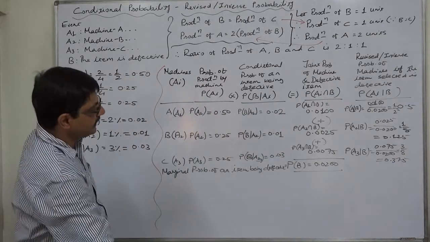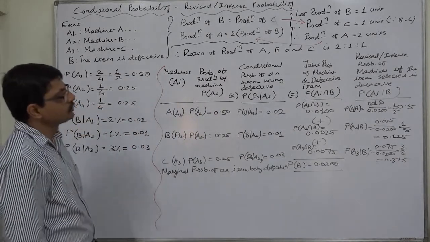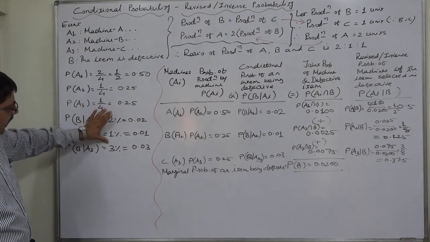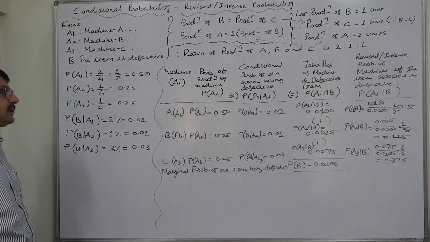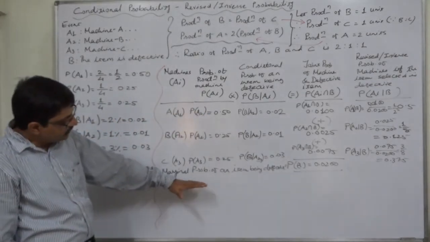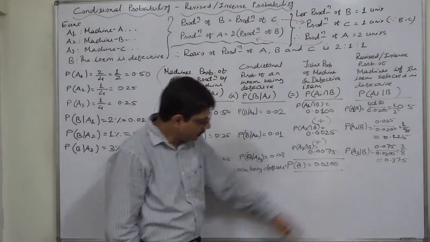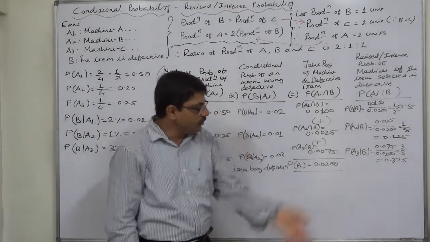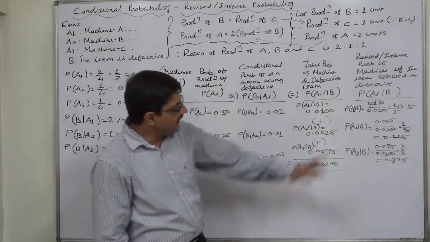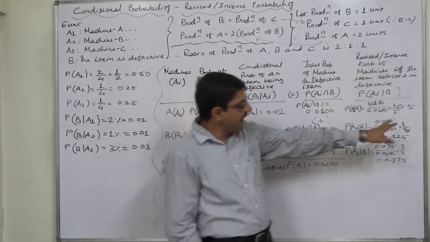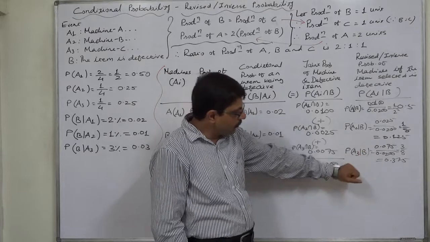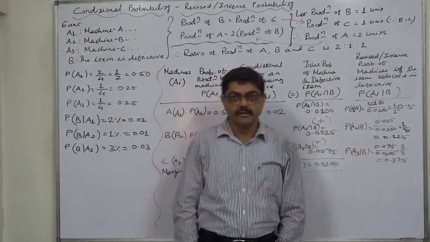So, if the items are manufactured in the ratio of 2:1:1 and the percentages of defective are respectively 2%, 1% and 3%, then the general probability of any item to be defective is 0.02. And if we come to know that an item selected at random is defective, the probability that it has been manufactured by machine A is 0.5, machine B is 0.125, machine C is 0.375.